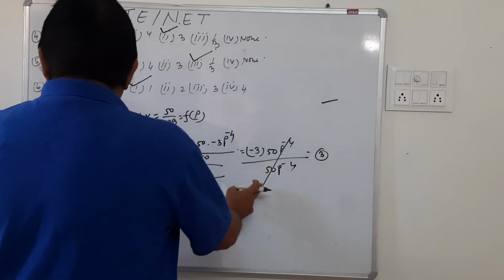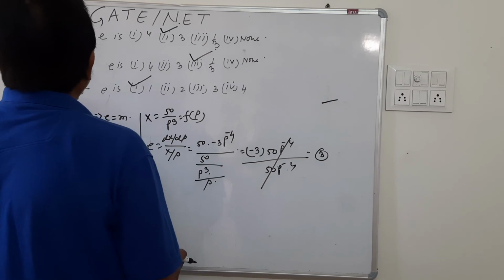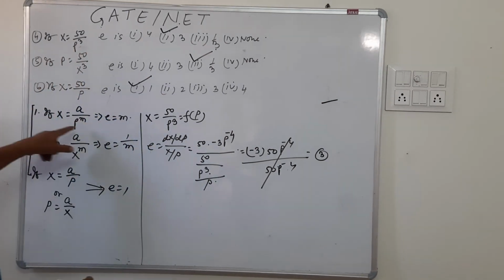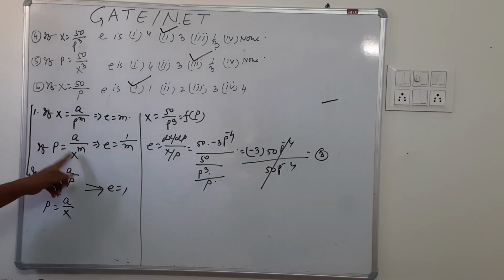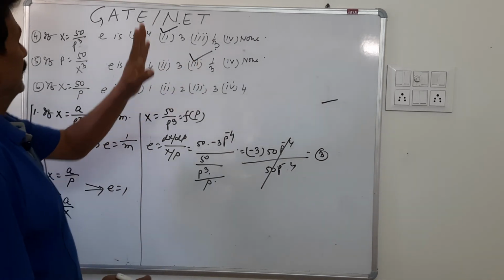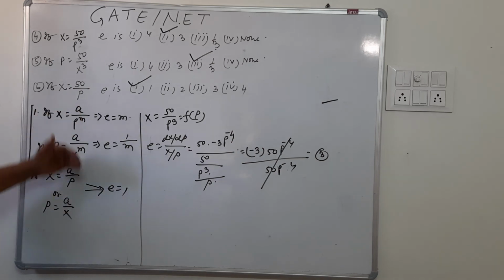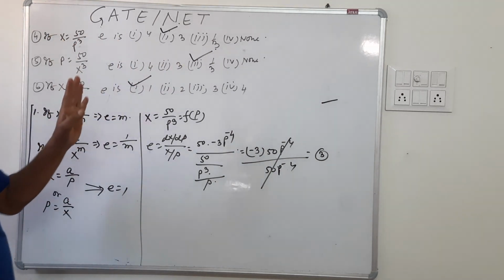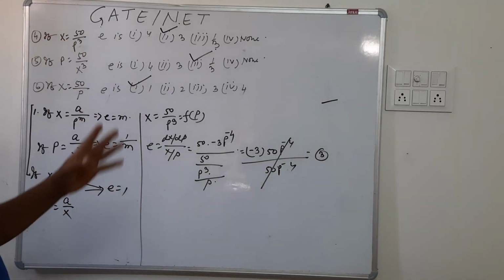So if this is in this form, then elasticity would be m if x is the function of P, and if P is the function of x, then elasticity would be 1 by m. So here the answer had been 1. So keep in memory these three standard forms and you will be able to answer such questions in NET whenever it is asked. So this is all for today.